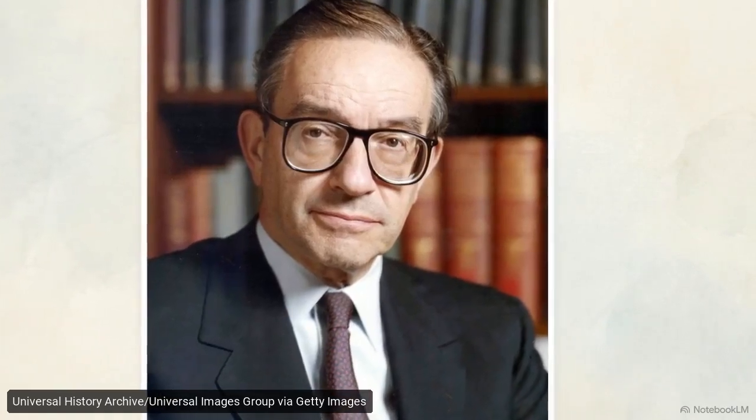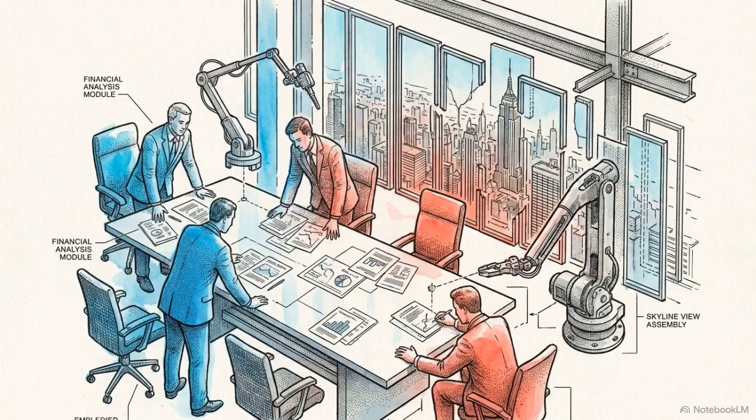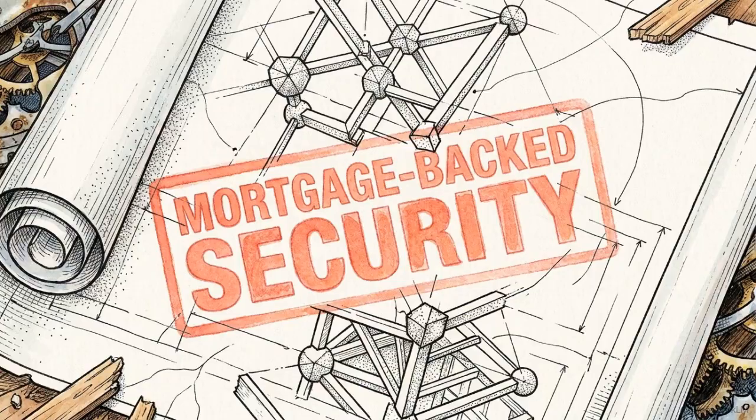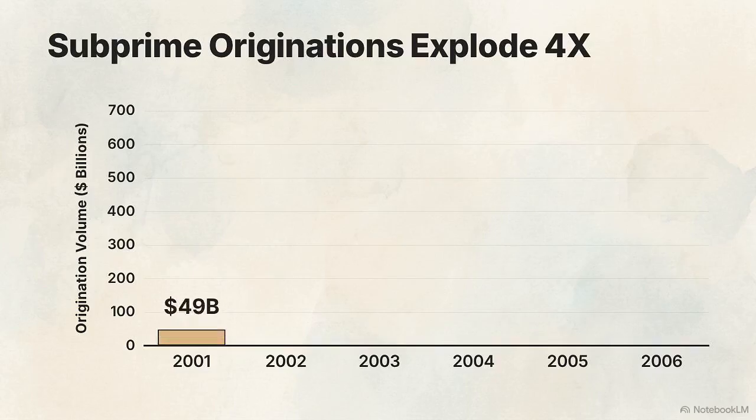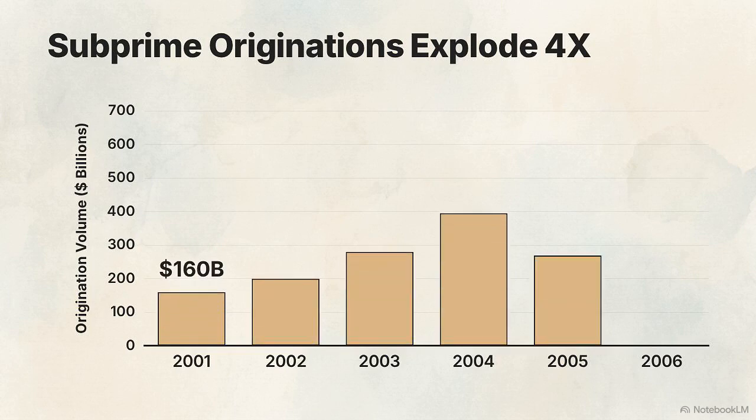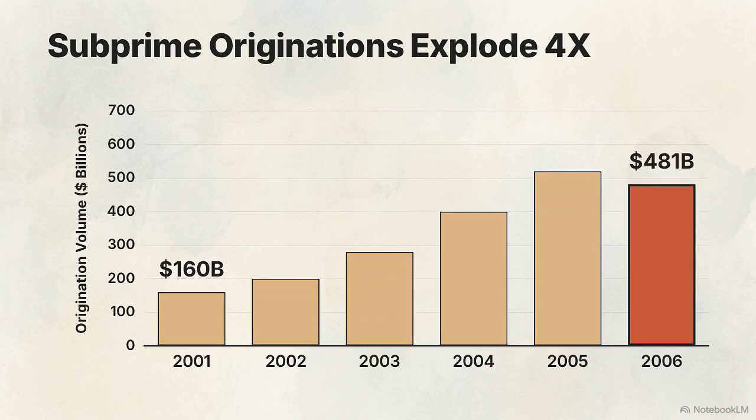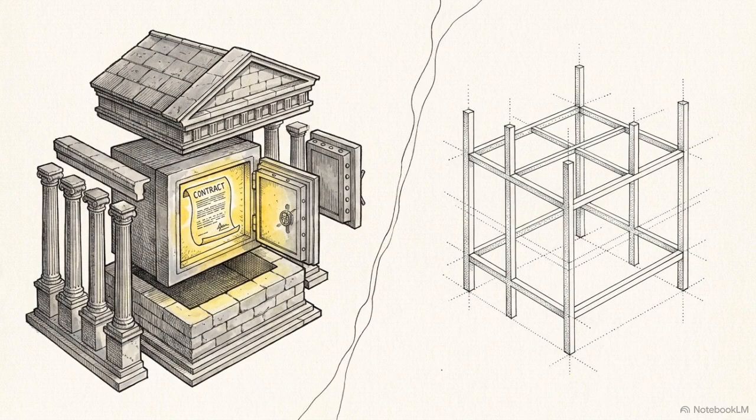With long-term yields compressing, traditional safe assets like government bonds were no longer generating sufficient returns for large institutional investors. This historic yield compression forced massive pools of global capital to aggressively hunt for alternative investments that could offer higher returns. Wall Street engineered a product to meet that exact demand. That product was built on subprime mortgages.